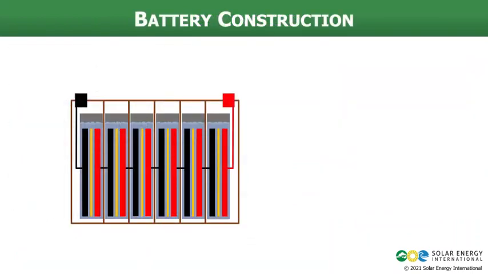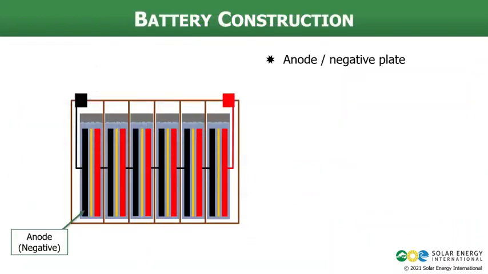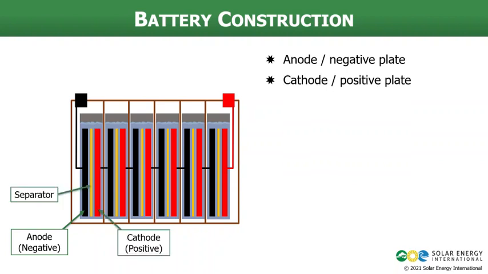Now that we've covered terms, let's look at some battery construction. Each battery has an anode. Doesn't matter what type of battery chemistry we're using, they all have an anode. That is the negative plate inside the cell. In this diagram, this is the thick black line. It also has a cathode, which is the positive plate inside the battery cell. It's the red thick line in this case.